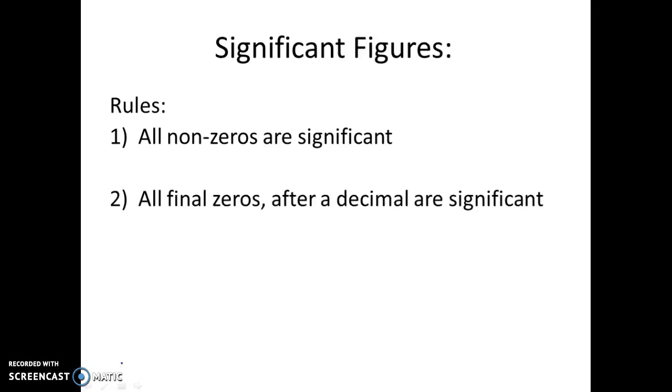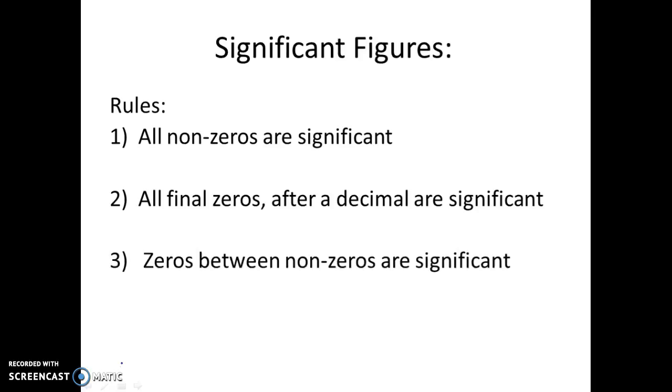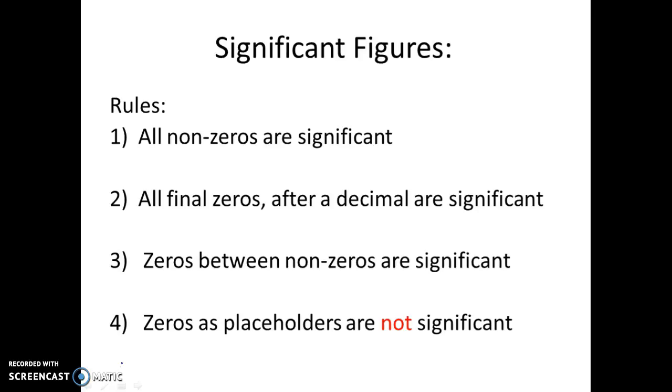Any final zeros that are after a decimal are significant, so those count. So for example, that's 12.0, that counts. If it's 0.020, that last zero counts. And we'll look at some examples in a minute. Zeros that are between non-zeros, so any zero that is sandwiched, is considered important. And then anything that's a placeholder is not significant.